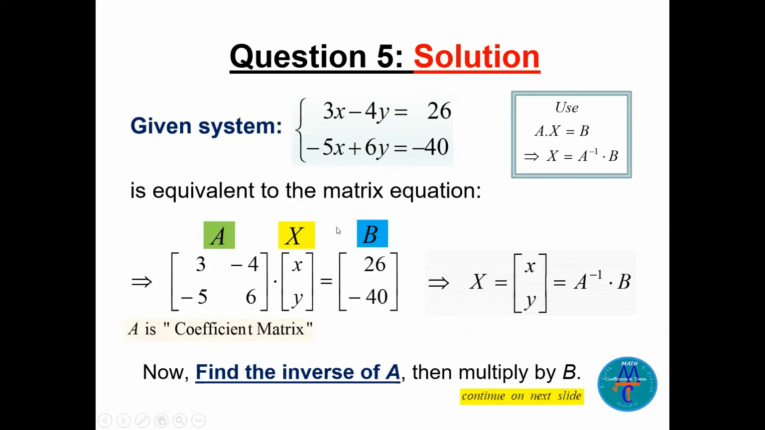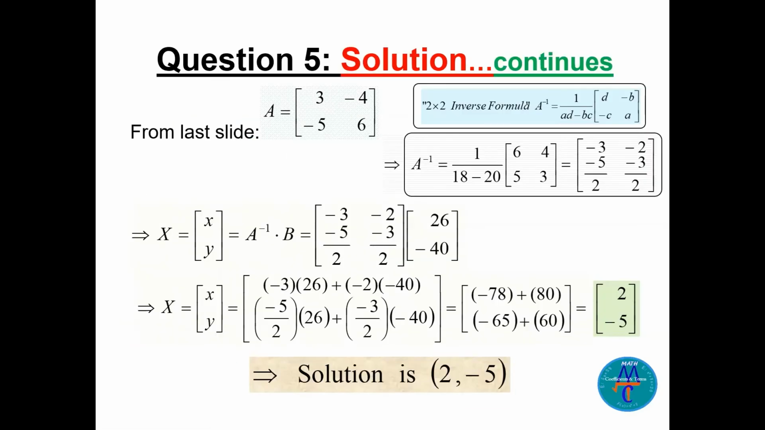So this is AX is equal to B. We know in this method, using the inverse, AX is equal to B, X will be A inverse B. We cannot divide matrices, remember. So X, which is x and y, will be A inverse times B. So we have to find the inverse of this A. To find the inverse of A, use the 2 by 2 inverse formula, 1 over AD minus BC. Switch the main diagonal and multiply with minus the other diagonal.